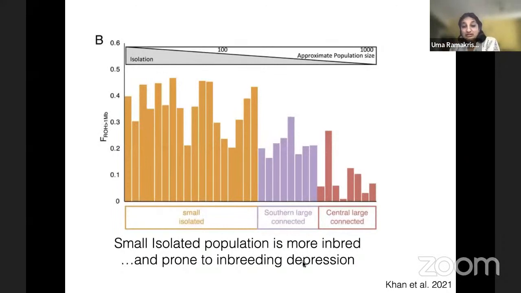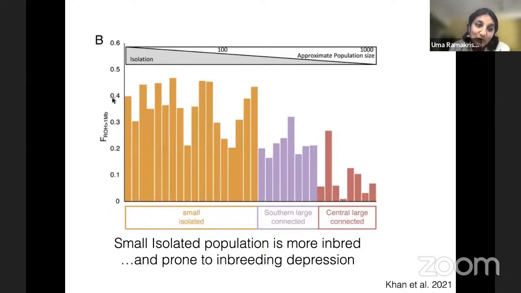And what we found is, so you can see southern large connected is Western Ghats, and central large connected is basically Kanha, Pench, that landscape. So this is runs of homozygosity, and the proportion of the genome with runs of homozygosity larger than 1 Mb. So the tiger genome is 2.4 Gb, 2,400 million base pairs. So you go through the genome and you keep walking till you have a break in homozygosity. So how many of those stretches are longer than 1 Mb, and what proportion of the genome do they occupy?